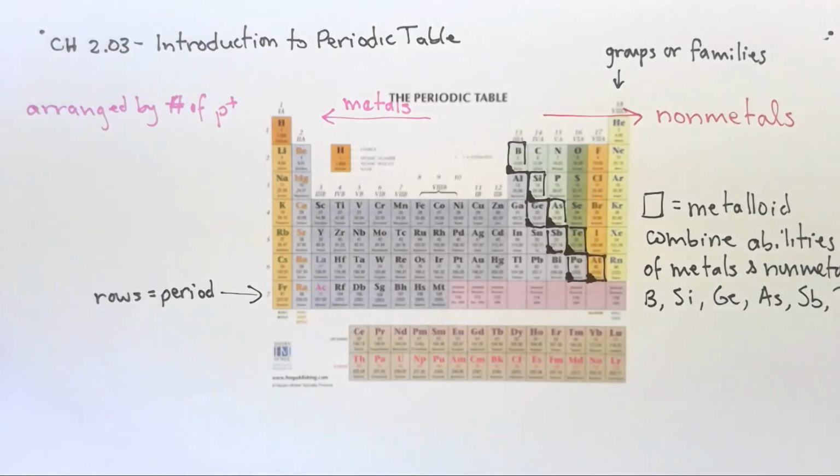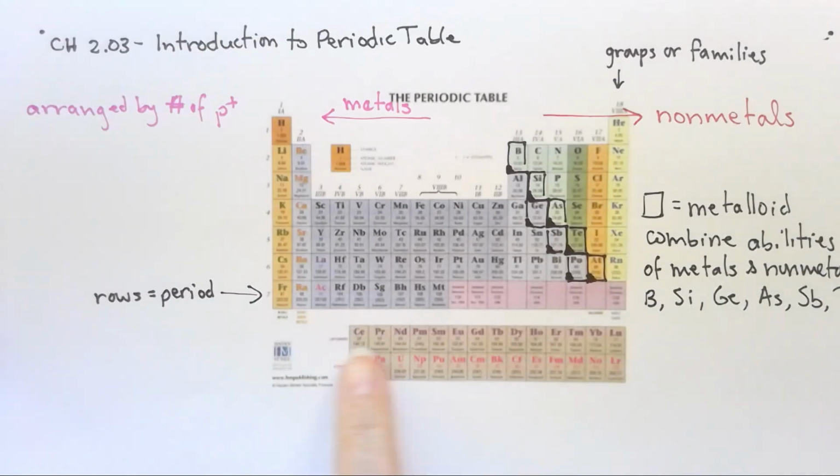So you need to know for a test, for example, if I asked you about silicon, that it's a metalloid, and that palladium is a metal, so you should be able to find palladium, and that sulfur is going to be a nonmetal.